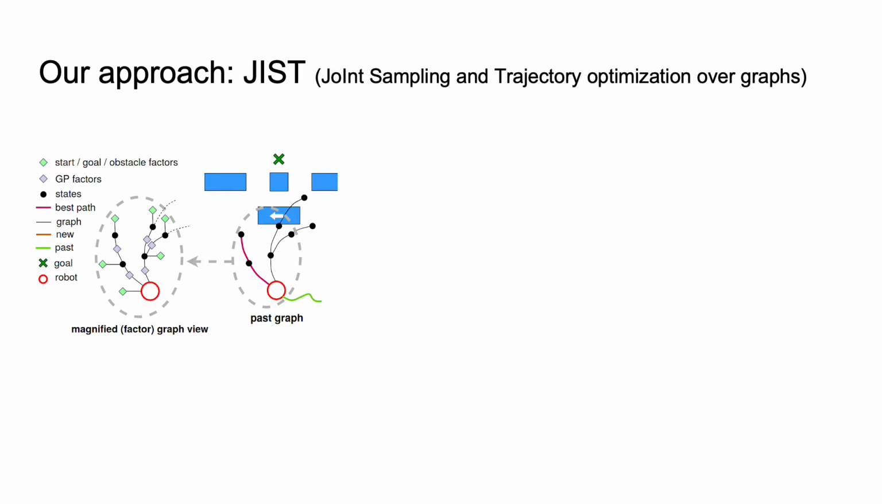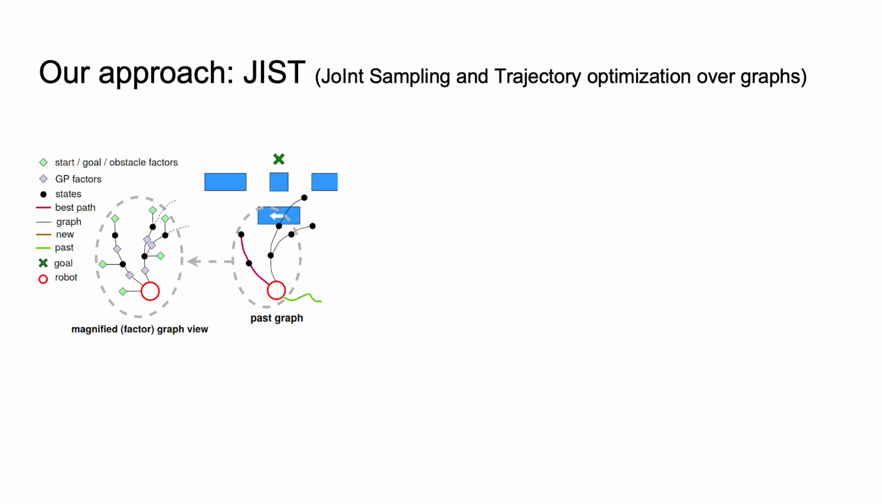It is a unified approach that leverages the complementary strengths of sampling and optimization approaches and interleaves them in a manner that is well suited for the challenging problem of online motion planning in dynamic environments. We now explain JIST using an example of 2D navigation.